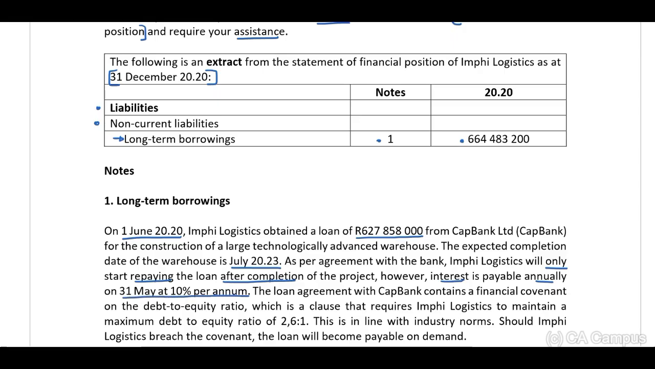The loan agreement with Cap Bank contains a financial covenant clause on the debt to equity ratio, which is a clause that requires MP Logistics to maintain a maximum debt to equity ratio of 2.6 to 1. This is in line with the industry norms. Should MP Logistics breach the covenant, the loan will become payable on demand immediately.